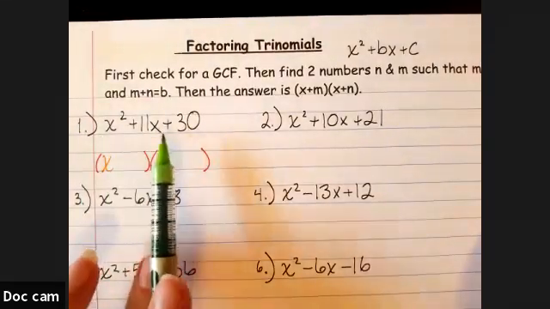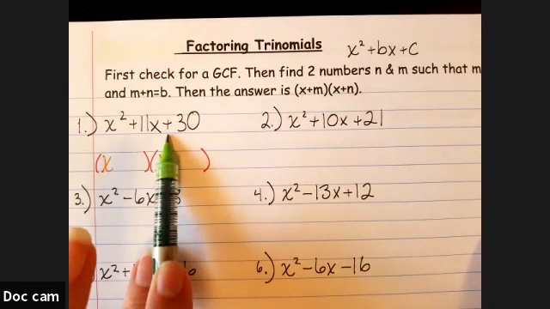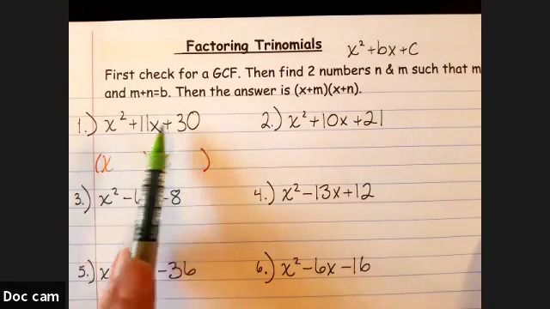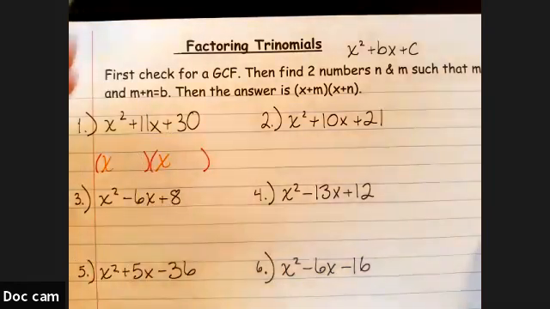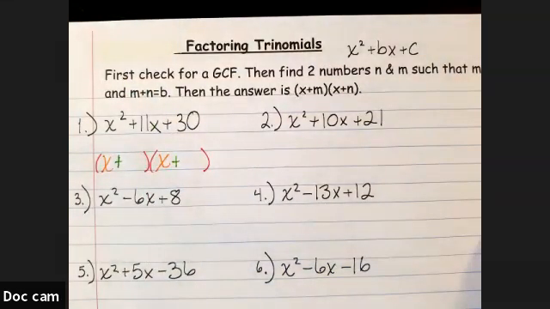So if I'm looking for two numbers that multiply to a positive, they have to be the same sign. And if they're going to also add up to a positive, it has to be two positives. That's pretty easy to figure out, I think. Then we're just looking for what two numbers would multiply to 30 and add up to 11.